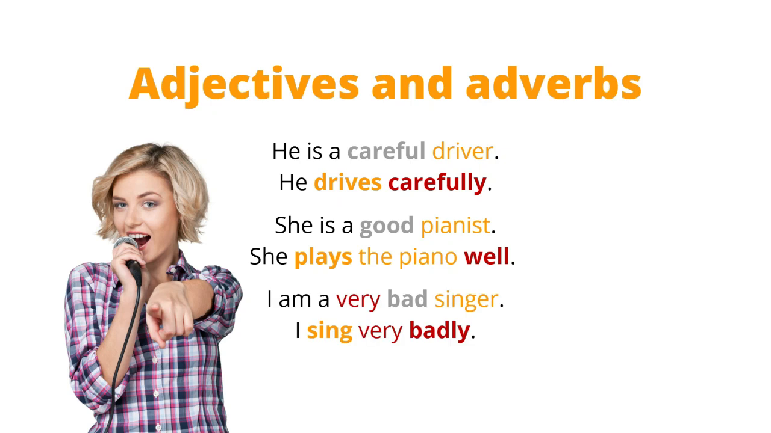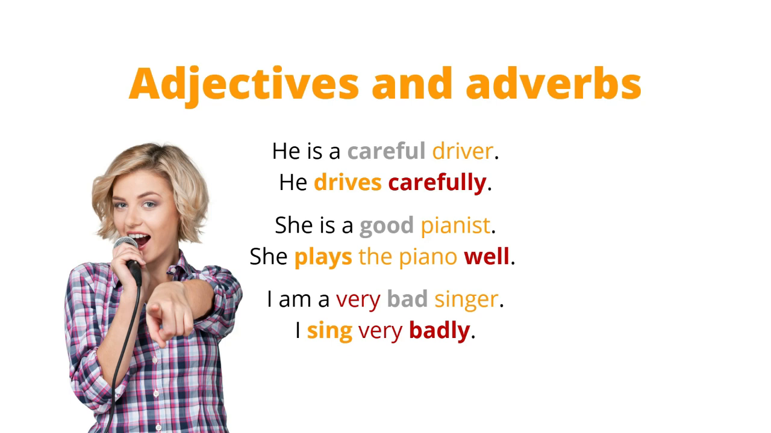Here is another example. I am a very bad singer. So bad is the adjective. Badly is the adverb. I am a very bad singer. I sing very badly. Also, you'll notice in these sentences, I've introduced the word very. Very is also an adverb. So you can see in the first sentence, I am a very bad singer. We have the adjective bad, but we also have the adverb, which is changing the adjective.